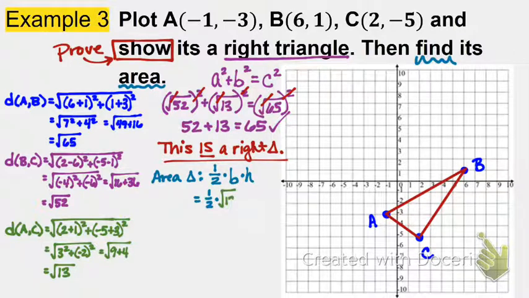What's the height? Square root of 52. When we were proving that it was a right triangle, I didn't bother trying to simplify any of these because that would have actually just made more work for me. But now that I'm multiplying square roots together, it might be helpful.